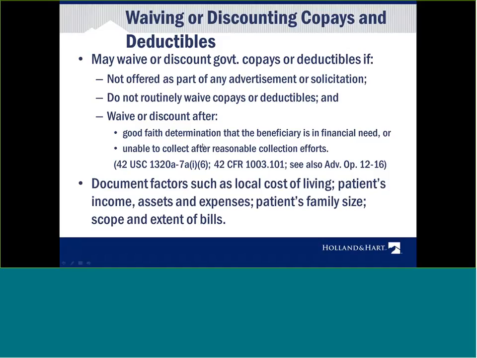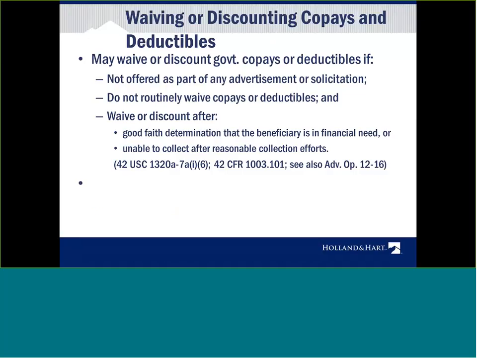And the things then in practice that will be helpful to document if ever audited or questioned about your copay and deductible waiver or discount practices would be to document things such as the local cost of living, patient's income, assets and expenses, family size, the scope and extent of bills, and I would say beyond that, anything that on your business side, the information that you want to determine if there is a financial need, document that so that you can show really that there was that process, there was that determination, and that you were actively engaged in doing this on a case-by-case basis, not just something that was a routine procedure for waiver or discount.